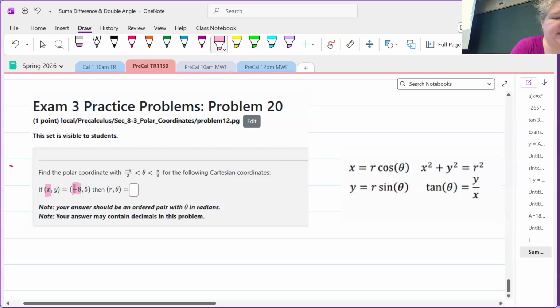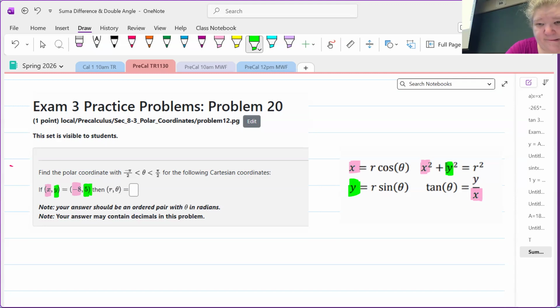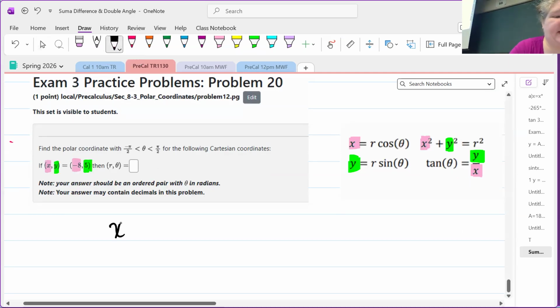So I know x is -8. And I know y is +5. So which formula am I going to use to figure out r? Yep, the top right. Because I know x and y, that's why I highlighted them, and I don't know r, and that formula has the two things I know and the one thing that I was asking for, the r. So x squared plus y squared equals r squared.